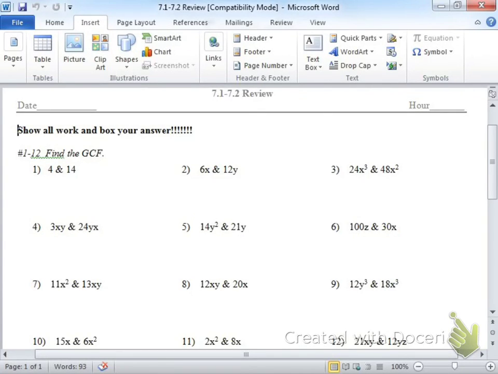Hey guys, so let's go over this review you were just working on. Make sure you're looking at the right sheet of paper. It should say 7.1 to 7.2 review on top. The first 12 problems we are going to find the GCF.